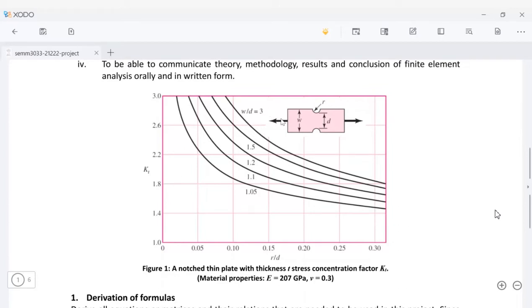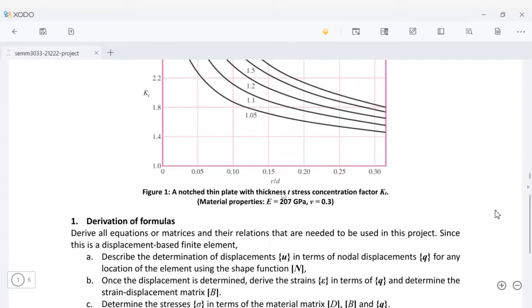So what we want to do is to model this using finite element, and hopefully we get the same answer as our K here in the table. Okay, a notched thin plate with thickness t, stress concentration factor Kt, and material properties E equal to 0.207 gigapascal, and Poisson ratio of 0.3.